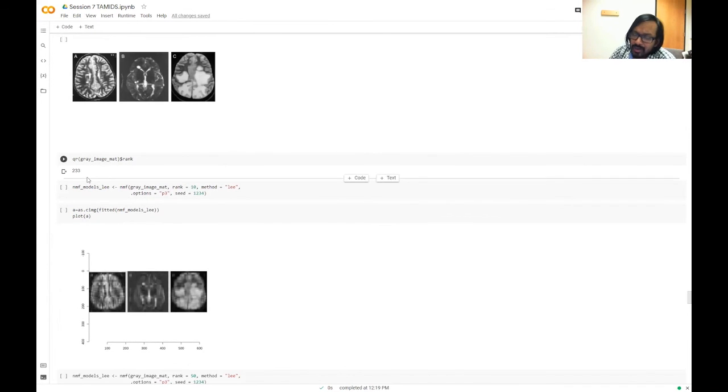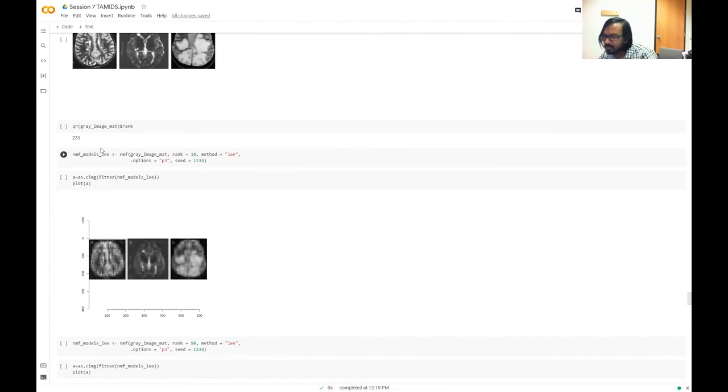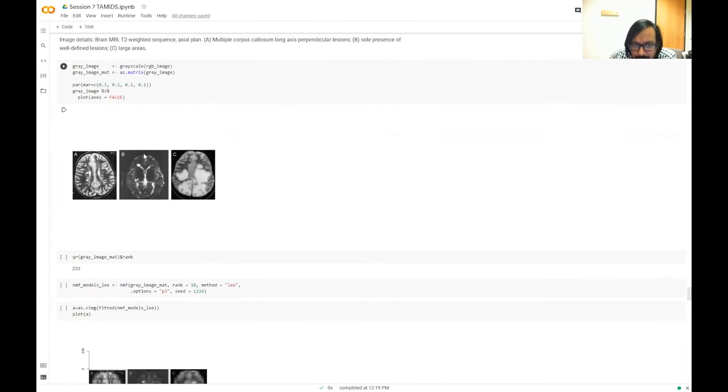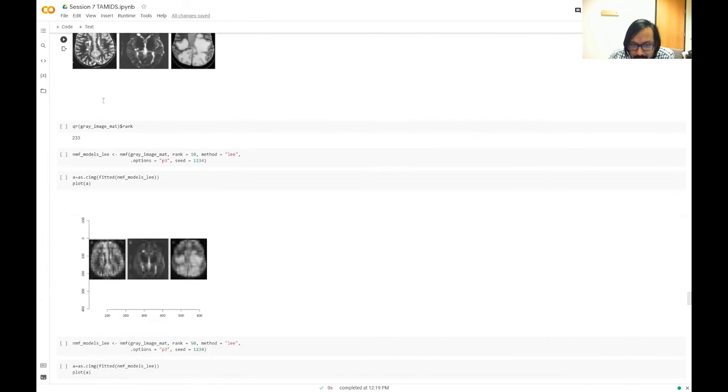So if you look at this rank, the original matrix has 233 dimensions, okay? 233 dimensions, that's a lot of dimensions. So let us try to see if we can reduce it and still have a clear picture. So we are going to do non-negative matrix factorization and use rank equal to 10, method equal to Lee, and the rest of the options are as is. So we are going to use the gray image mat. That means the matrix version of the gray image.